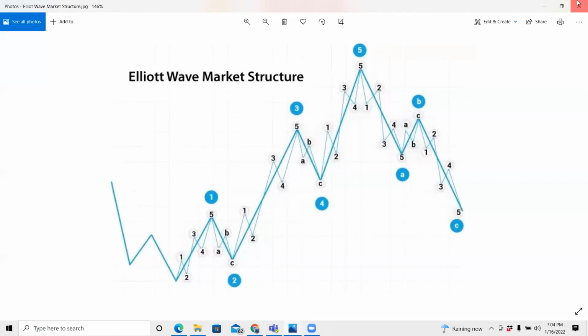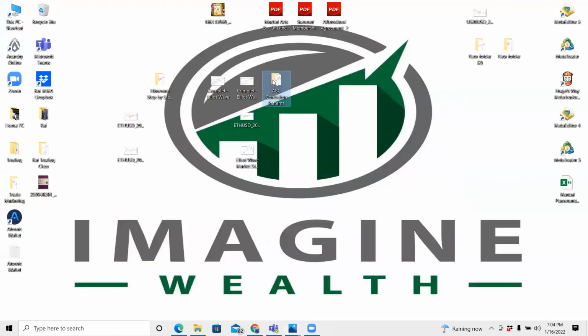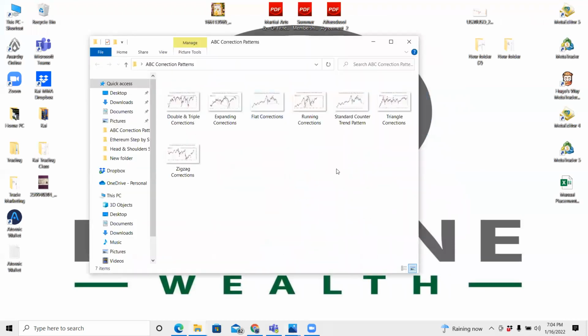Perfect. All right, guys. So moving on right now, okay? So now we have ABC correction patterns right now, okay? I wouldn't trade, and most people don't trade at ABC pattern corrections because, one, the impulse move, or the 1, 2, 3, 4, 5 Elliott wave, has rules. The ABC correction just has patterns, and the patterns are very sporadic. So let's take a look at some of the patterns right now, okay?